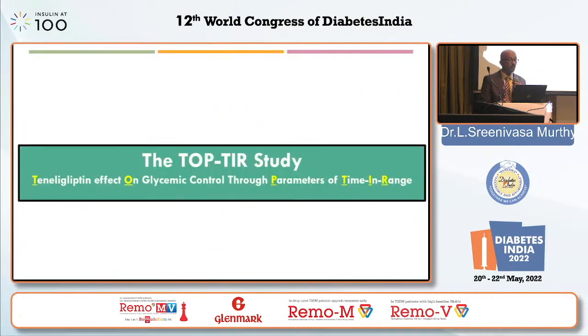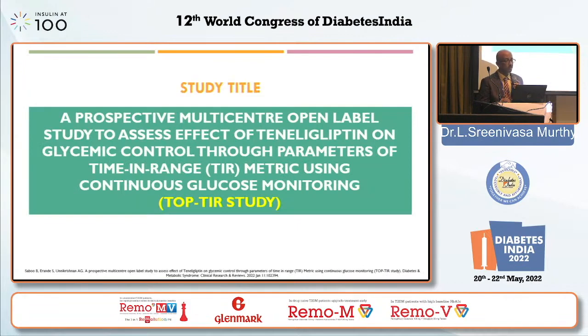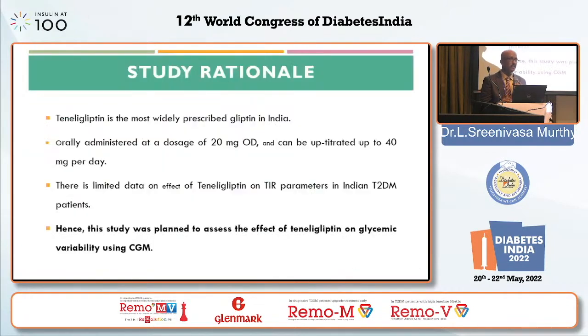Now let us quickly look at the TOP TAR study, which studied teneligliptin's effect on glycemic control through parameters of the time in range. This was a prospective multicentric open label study where they studied the effect of teneligliptin on glycemic control through the TAR metrics using the CGM. That's important, it's a CGM background study. So we know the study rationale: teneligliptin is the most widely prescribed gliptin as of today in India, orally administered at a dose of 20 mg OD, and that's important, can be uptitrated up to 40 mg. There is limited data on teneligliptin with respect to the TAR.